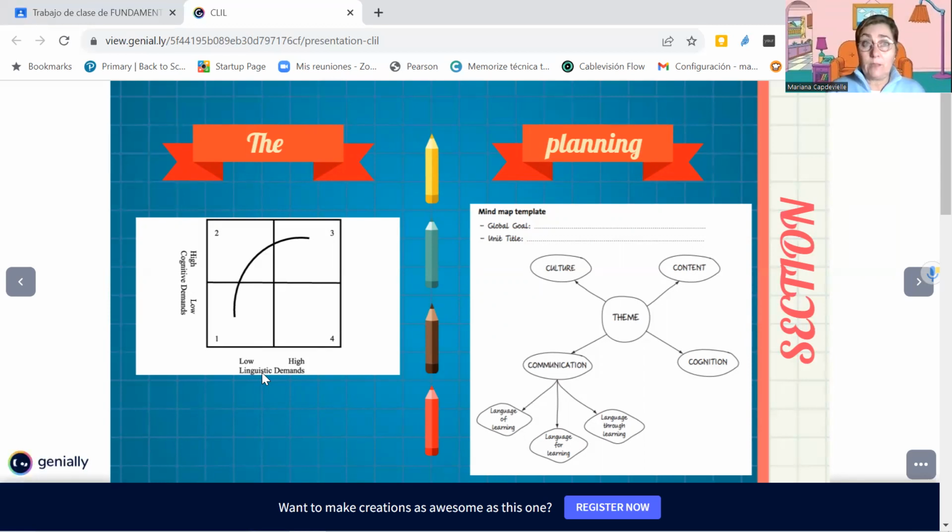But what is my objective? That little by little, they go up in the cognitive ladder and they begin to try to do more and more cognitively demanding tasks, and also more and more linguistically demanding tasks. So I finish in number 3, right? Where I have high cognitive demand and also high linguistic demand.